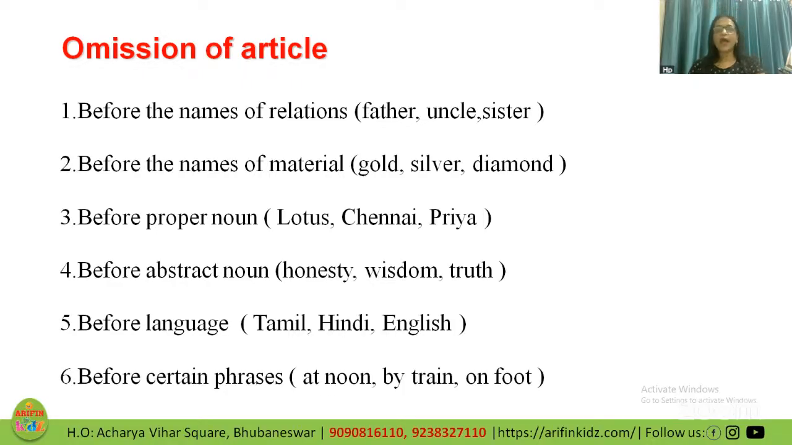So now before abstract nouns, and we already discussed abstract nouns like honesty, wisdom, truth, bravery, okay? Then intelligence, wisdom, all these are abstract. And childhood, all these: honesty, wisdom, truth, bravery, childhood are abstract nouns. And before abstract nouns also, we don't use any article.